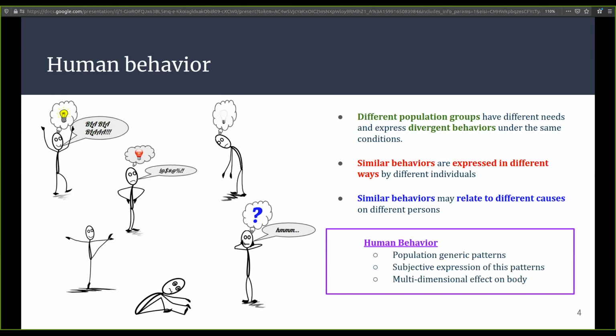So we could say that human behavior exists from these underlying population generic patterns, which at the same time are being expressed in a very subjective, personalized and unique way. And that is due to the multidimensional effect that different stimuli have on our body, the way we express our behavior and the way we provide physiological responses.